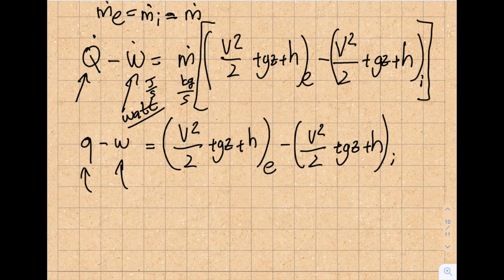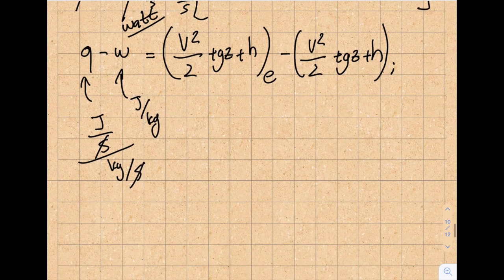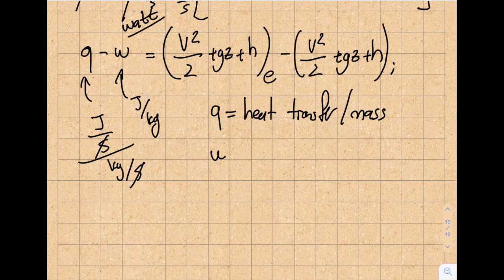What is joule per second divided by kilogram per second? Well, seconds cancel. I get joule per kilogram, right? Remember, work per unit mass. So you can understand from that that my Q needs to be heat transfer per unit mass. And this lowercase w will be the work, not a power, per unit mass.